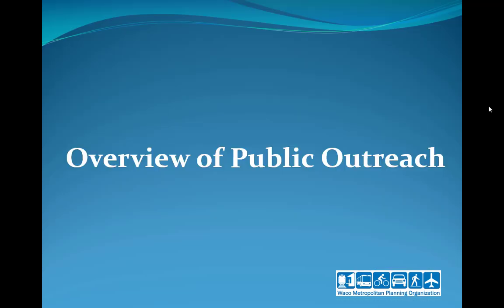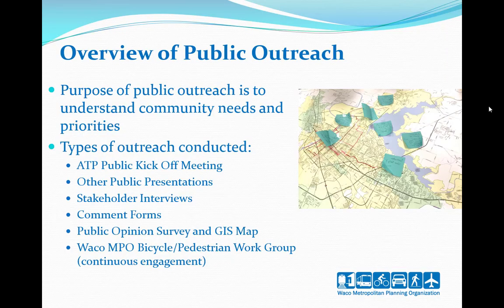So next we'll talk about public outreach conducted for this plan. Before we started writing the draft active transportation plan, we conducted public outreach to better understand community needs and priorities. This included a public kickoff meeting, presentations to advocacy groups, coalitions, and neighborhood associations, and stakeholder interviews with schools and local governments. Traditional comment forms were made available, and we also had an online public opinion survey and online mapping exercise. We also continuously engaged our bicycle and pedestrian work group throughout the planning process.